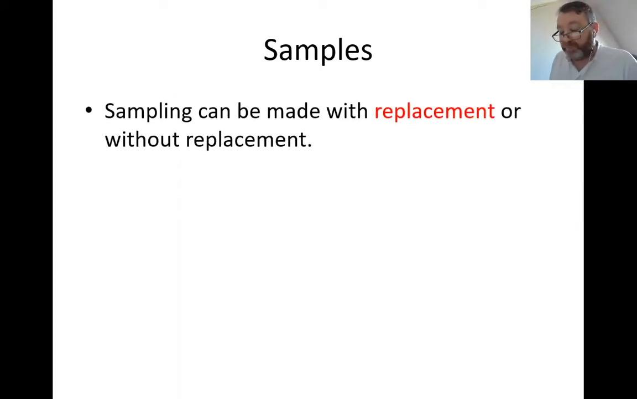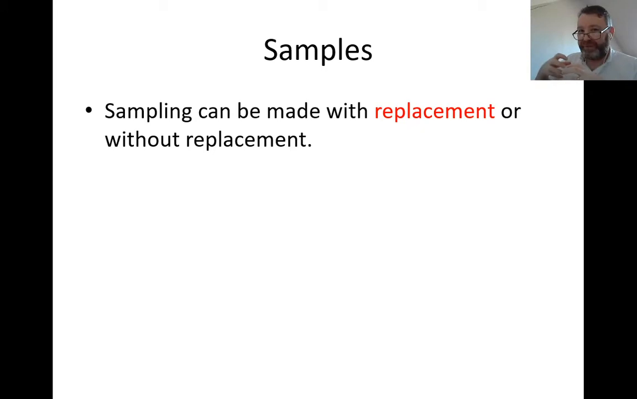Sampling can be made with replacement or without replacement. Go back to probability. Do you remember that when we selected a card from a pack and we didn't replace it, do you remember the effect that had on the probability of the next card? It dropped the denominator from 52 to 51. And if we took another card and didn't replace it, it affected the future probability of the third card. So replacing or non-replacing is a very important aspect of the sample I'm going to create.